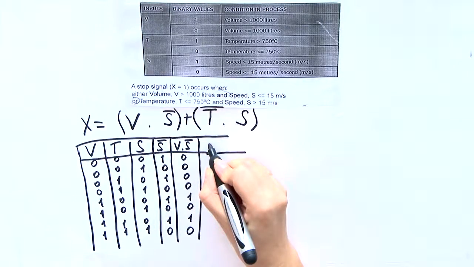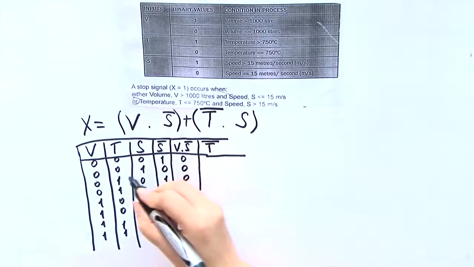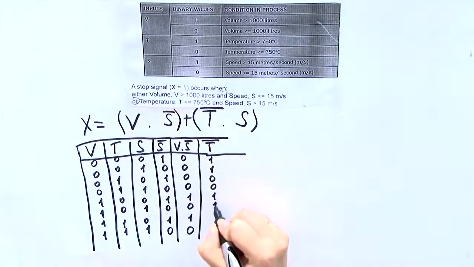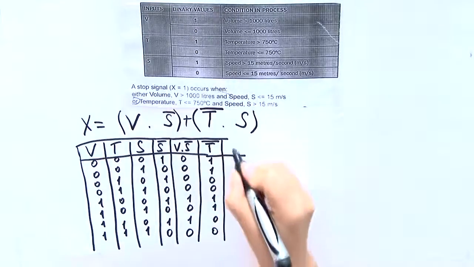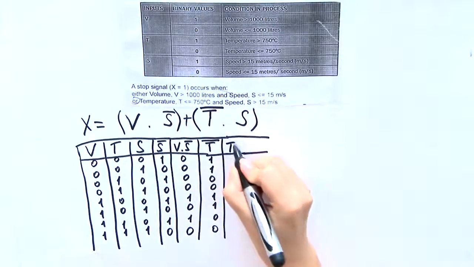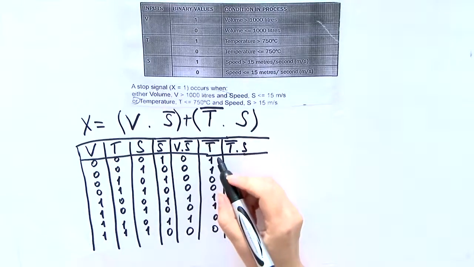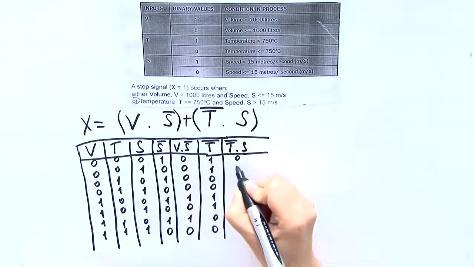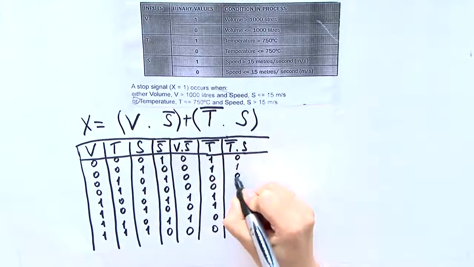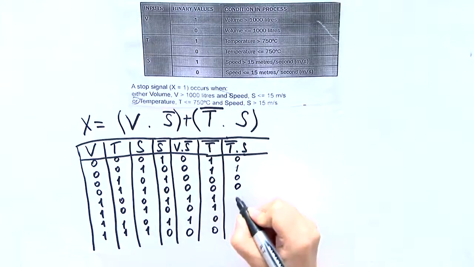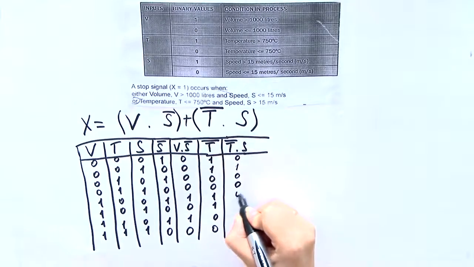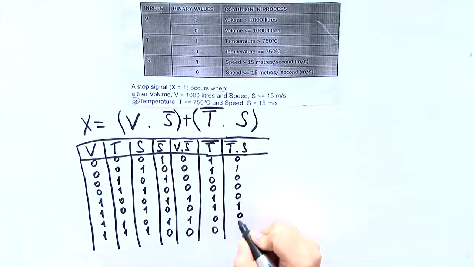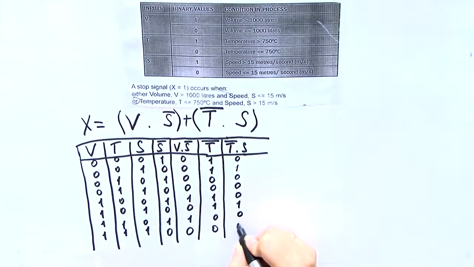Next, not T. Opposite T: 1, 1, 0, 0, 1, 1, 0, 0. Not T dot S. 0 and 1 output 0, 1 and 1, 1, 0 and 0, 0, 1 and 0, 0, 0 and 1, 0, and 1 and 1, 1, 0 and 0, 0, and 1 and 0, 0.